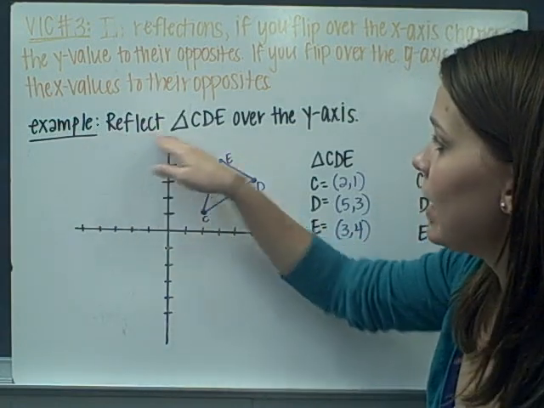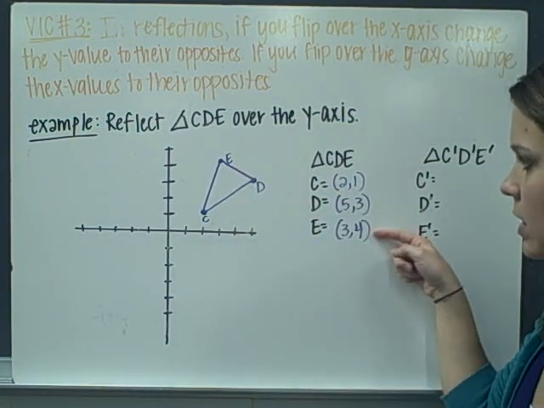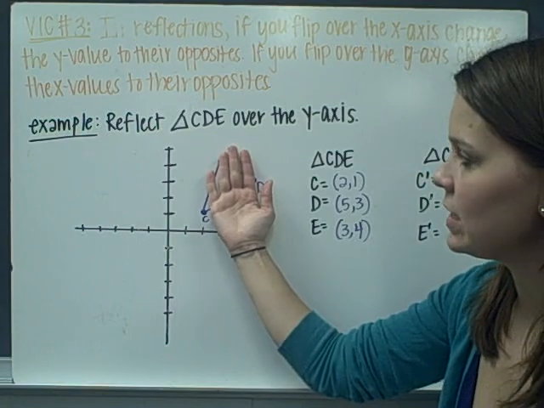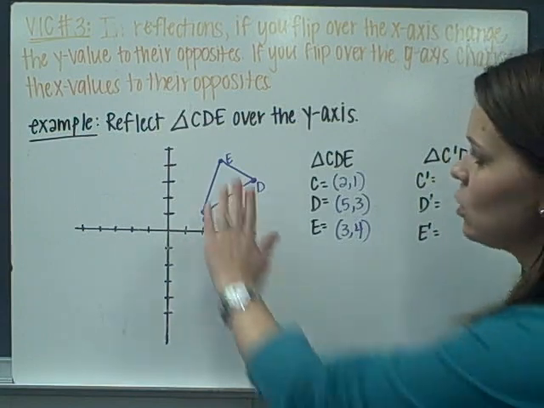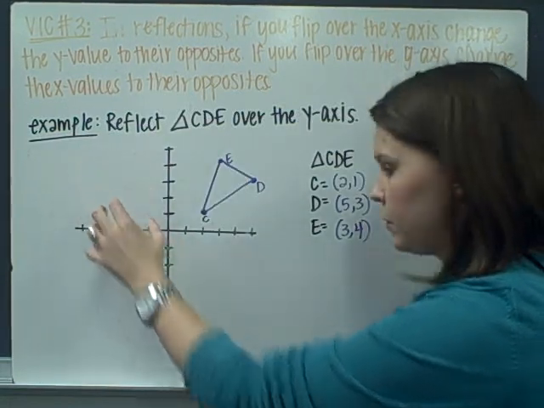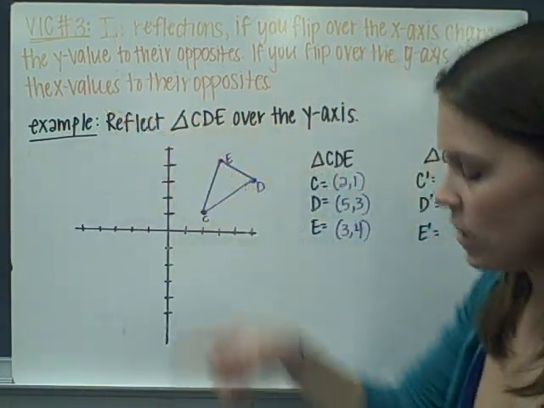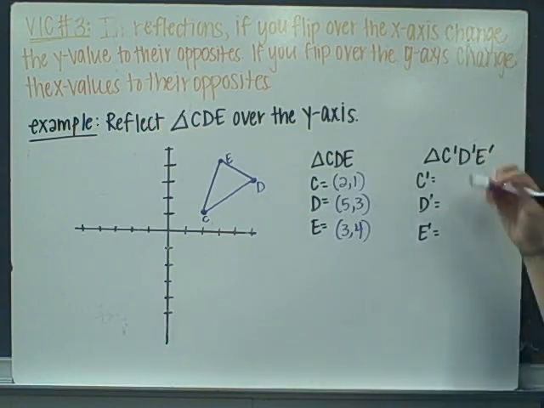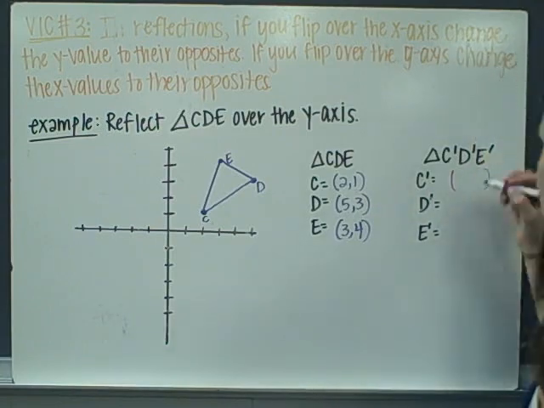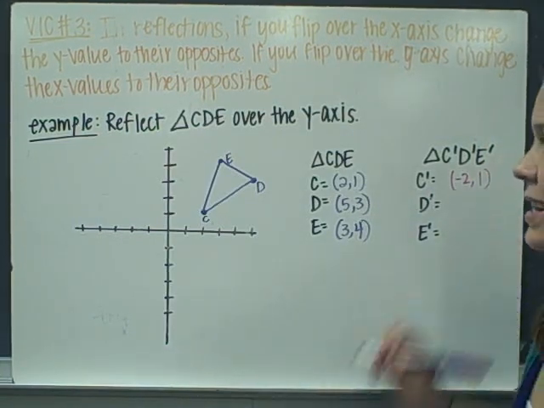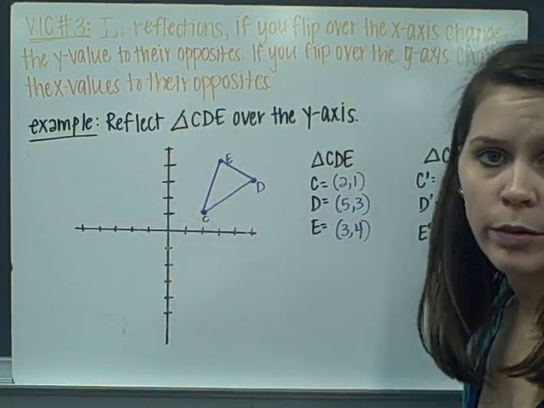So we have an example: reflect triangle CDE over the y-axis. So we have triangle CDE, we have its coordinates. And we want to go over the y-axis. So we're going to take this and flip it over the y-axis. So this whole thing is going to end up over here. Well, it told us that if we flip over the y-axis, we change the x values to their opposites. So for C prime, the original x value was 2. So the opposite of 2 is -2. So now we have -2, 1. Since we're only flipping over the y-axis, our y values are not going to change.